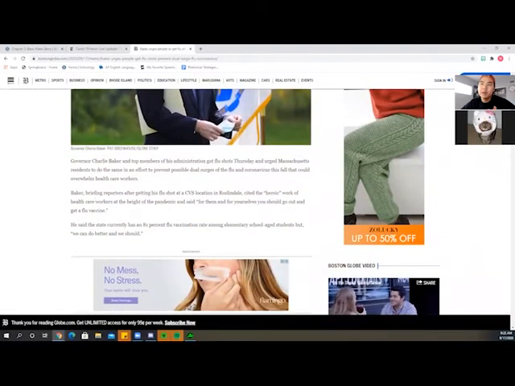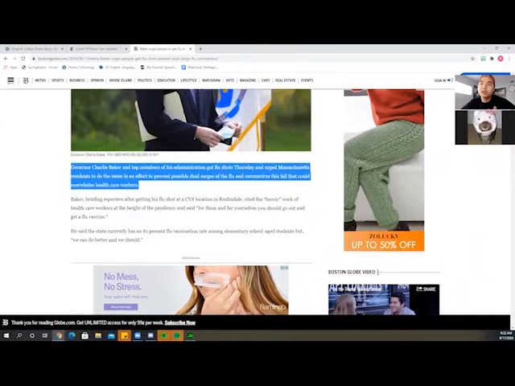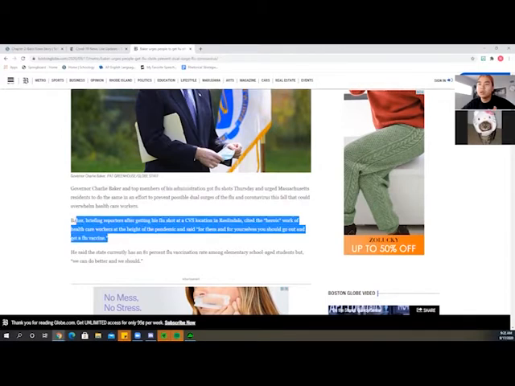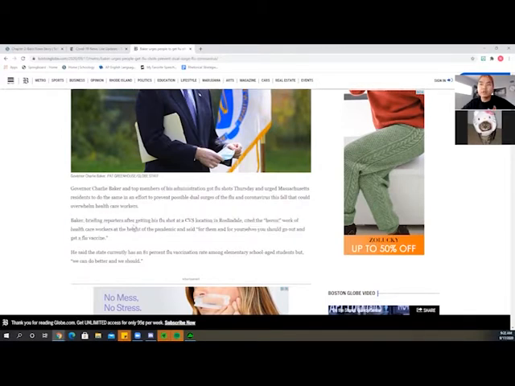Same thing here. We have Governor Charlie Baker and members of the administration got flu shots Thursday and urged Massachusetts residents to do the same in an effort to prevent possible dual surges of the flu and coronavirus this fall that could overwhelm healthcare workers. So this is the gist of the article in the lead, and then in the nut graph we get a little more information. Baker, briefing reporters after getting his flu shot at a CVS location in Roseville, cited the heroic work of healthcare workers at the height of the pandemic and said you should go out and get a flu vaccine.